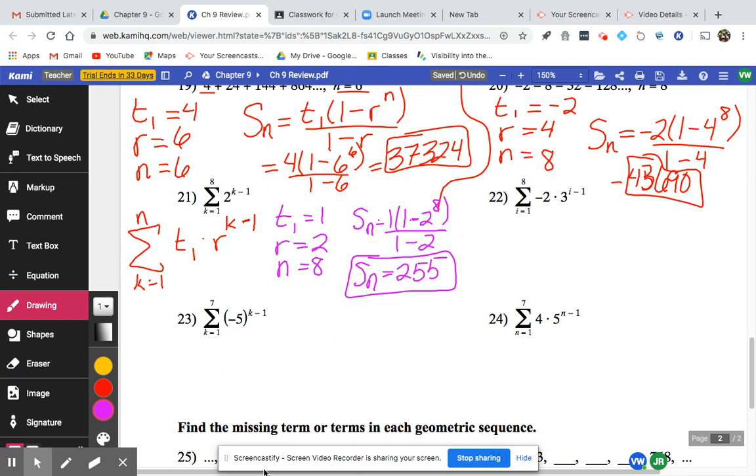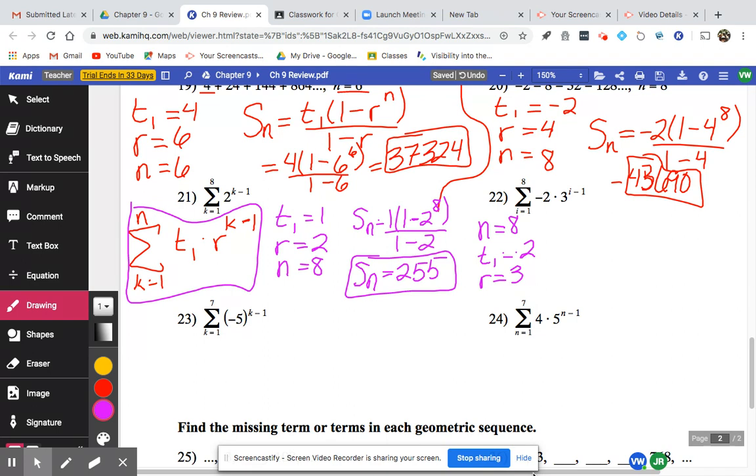Number 22, let's compare this to what I wrote on the left in red. I'm going to maybe circle it so we can pick it out. So if I'm looking at that, I know my n right away is 8. My term 1 is what's out in front, which is -2. And my rate is 3.